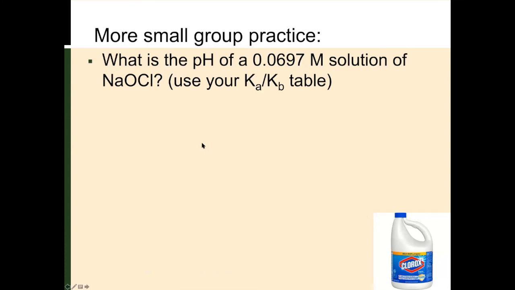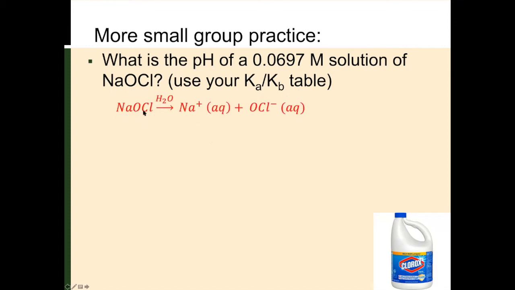Okay, so the problem that I gave you to do at the end of class is this one. What is the pH of a 0.0697 molar solution of NaOCl, which is sodium hypochlorite, the active ingredient in bleach? I tell you to use your Ka/Kb table to come up with a constant that you need. But the first thing to recognize is which of these ions is going to affect the pH. So we start there.